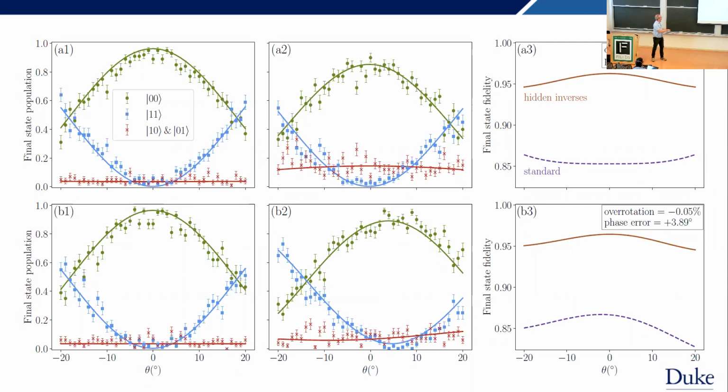So here, when we get the phase to nothing and just look at overrotation, we see the hidden inverse protocol for 2 qubits is much better than not. And our estimated fidelity improvement, again over 5 repeated blocks, is quite good. We do the same where we turn the overrotation error down and the phase error up. Again, we see this is pretty good.